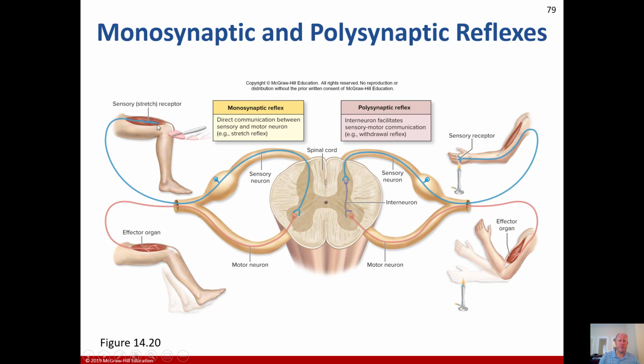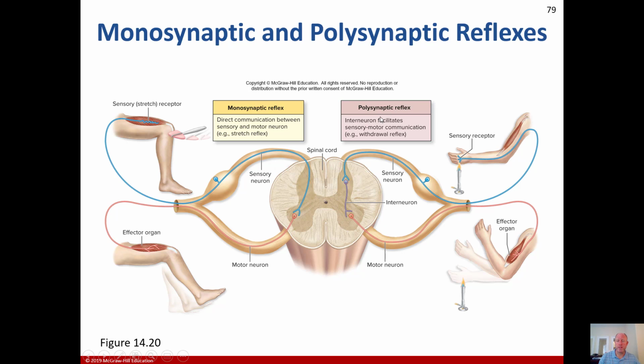So we have our stretch receptor here in our quadriceps. Once you have basically a patellar impact in the doctor's office, testing your reflexes, you have this monosynaptic reflex, a direct communication between the sensory and the motor neuron, the stretch reflex here. The sensory neuron sends information to the spinal cord, and the spinal cord gives a motor response to the motor neuron, the effector organ, getting the quadriceps to fire and extend your knee.